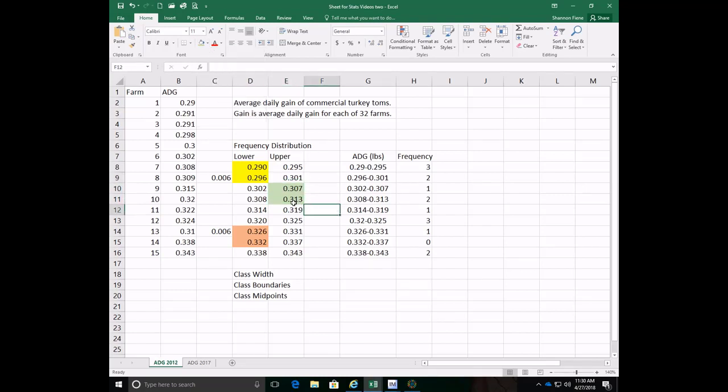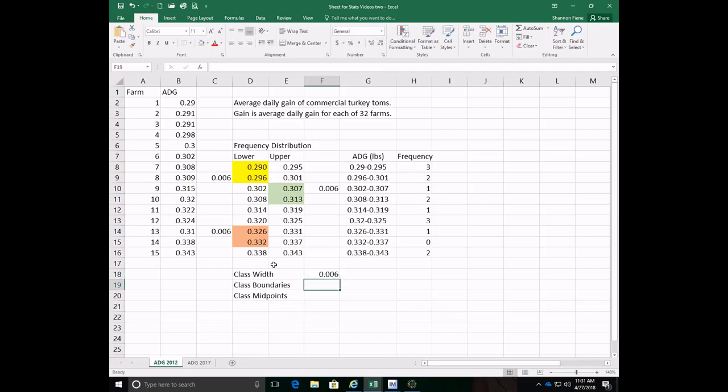The difference between 0.313 and 0.307 is 0.006. And the main thing to notice here is that it's always the same. We don't go 0.006, 0.007, 0.008. No, it's going to always be consistent throughout the frequency distribution. So any consecutive lower limits, any consecutive upper limits, no matter which 2 I pick, will always have the same difference. And that is our class width.